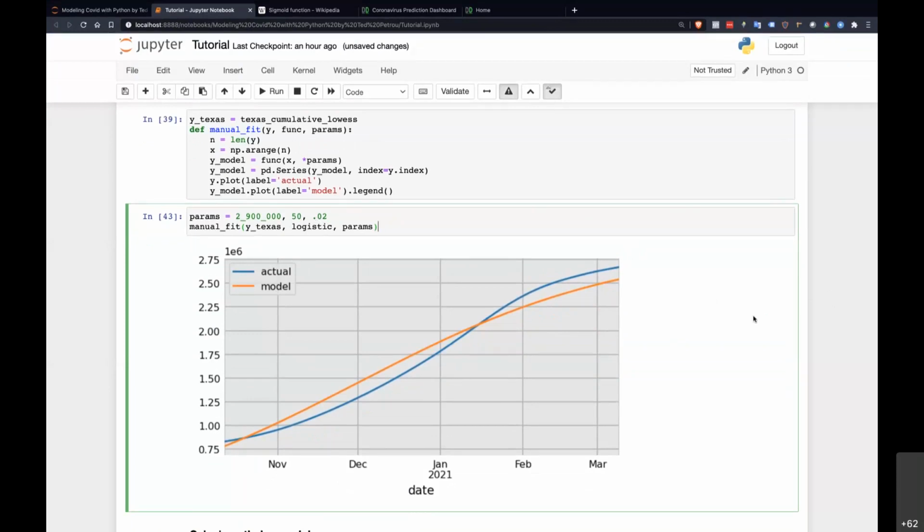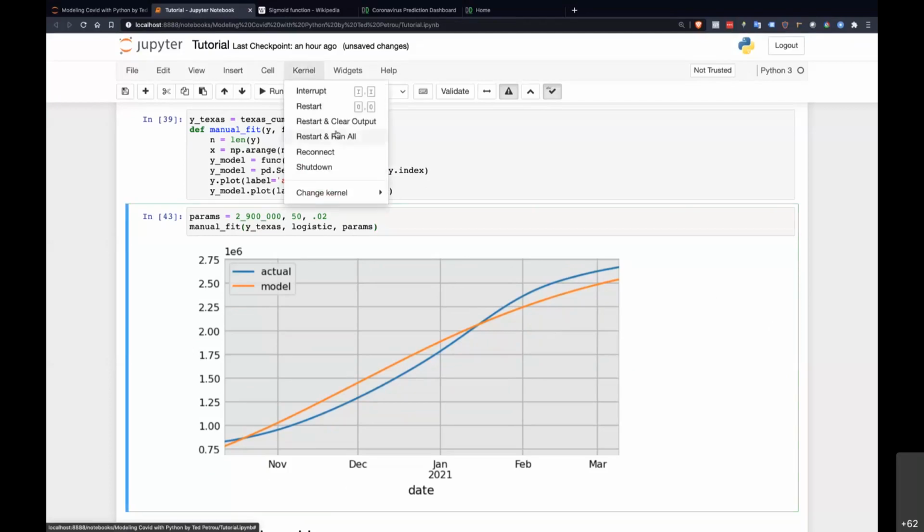Okay, if the kernel has died, there might be a lot of people on the server right now. Maybe you can restart: if you go to kernel, restart and clear output, and then run all the cells. Maybe that'll work.